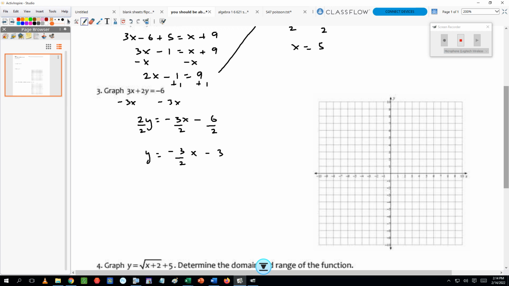You should know that that -3 over 2 is your slope, and that b value, or that -3 is your b value, your starting point. This -3 right there. I'm going to go down 3, 1, 2, 3, and over 2, and maybe down 3 more and another 2 over.